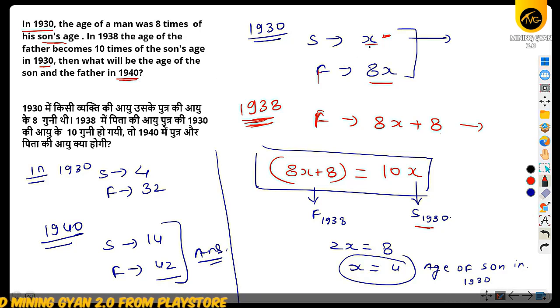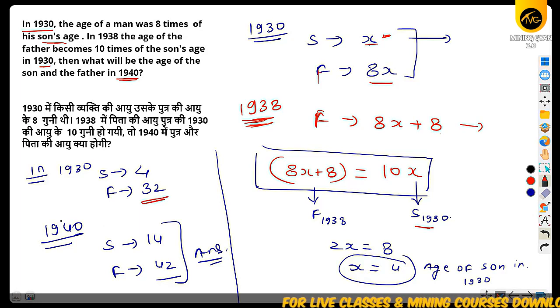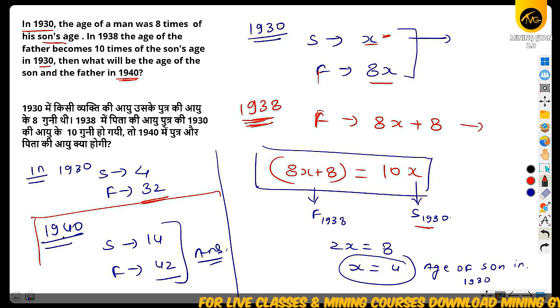So if x is 4, that means the age of the son in 1930 is 4 years. So the father's age in 1930, 8 into 4, will be 32 years. If you want to find the age in 1940, just add 10 years to both ages, that is 4 plus 10 and 32 plus 10, which will be 14 and 42 years. Is it clear?